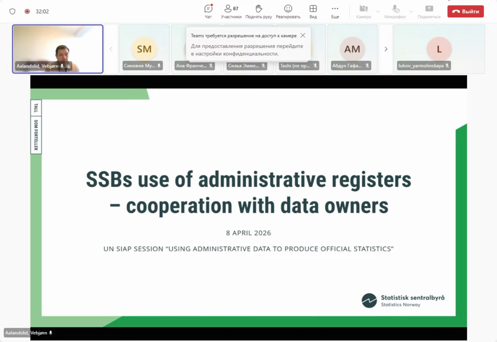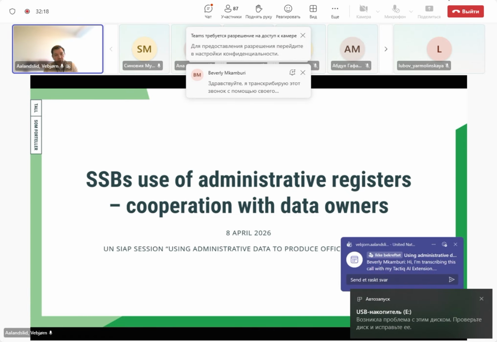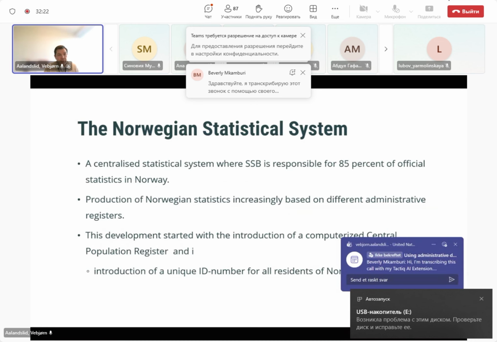Because what I will go through in a very short period of time is 60 years of history in Norway on how we have moved from a traditional way of producing statistics using traditional censuses and traditional surveys, to now relying more and more on the use of administrative data.